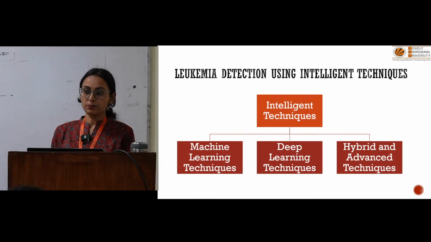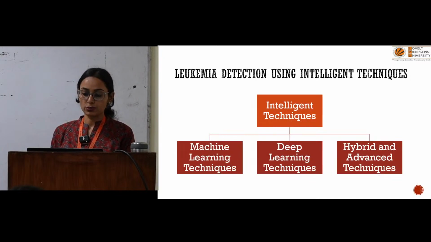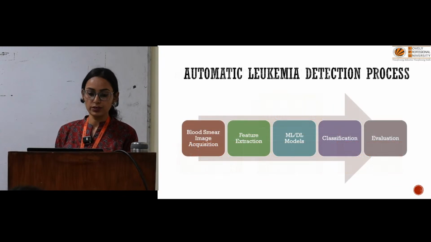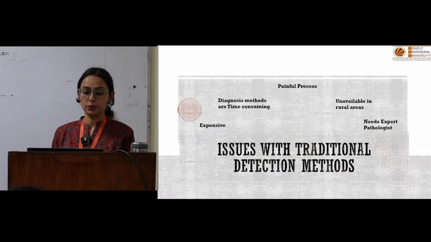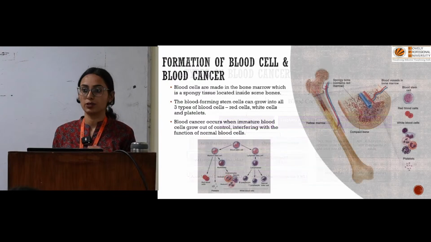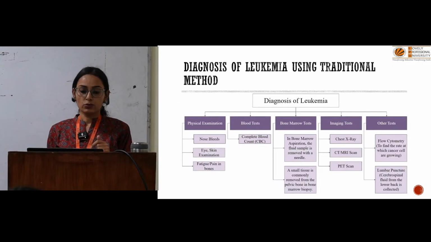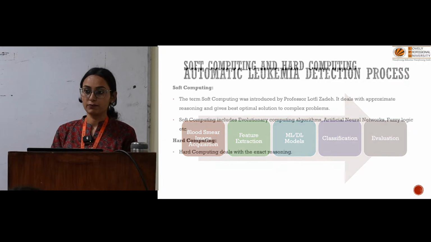So soft computing and hard computing approaches. Then coming to literature review. Here, this is the methodology for conducting the literature review. Initially I started with 650 papers from various reputed journals, then filtered them, and ultimately I focused on 145 articles. So this is the summary of the various machine learning based models for leukemia classification.